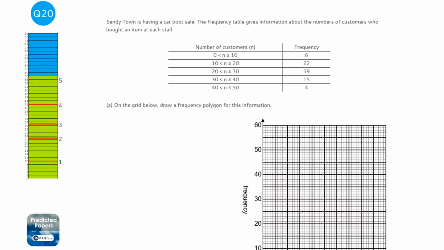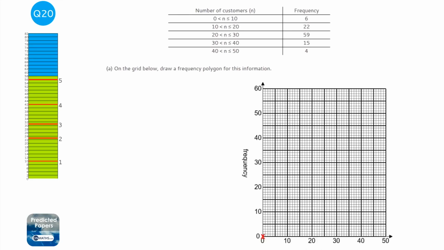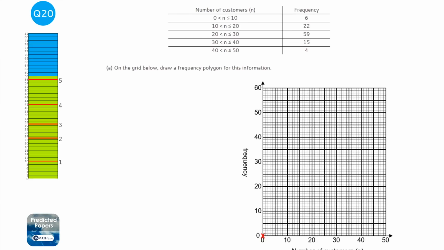Alright, so we're asked to draw a frequency polygon, and the only error you're going to make with this type of question is figuring out what a frequency polygon is. Now, a frequency polygon is where you put little crosses at the points, and the points lie at the group's midpoint. So we've got our first group 0 to 10, so the midpoint would be 5.